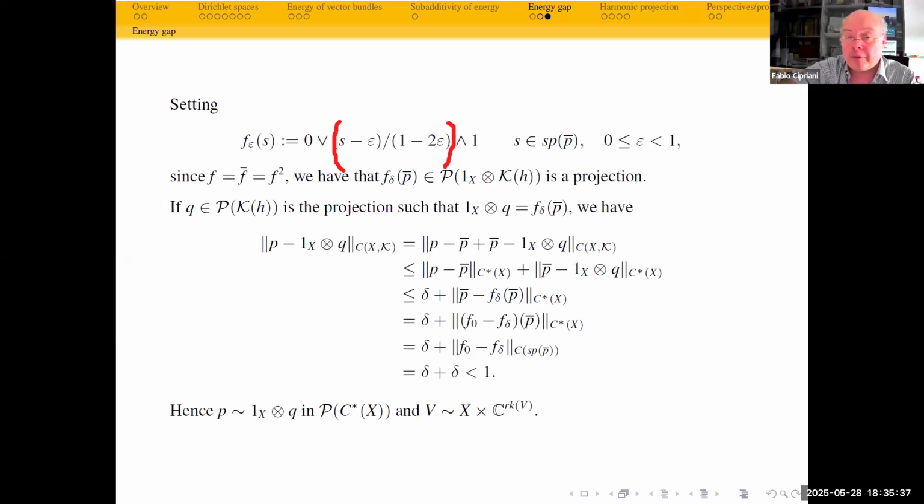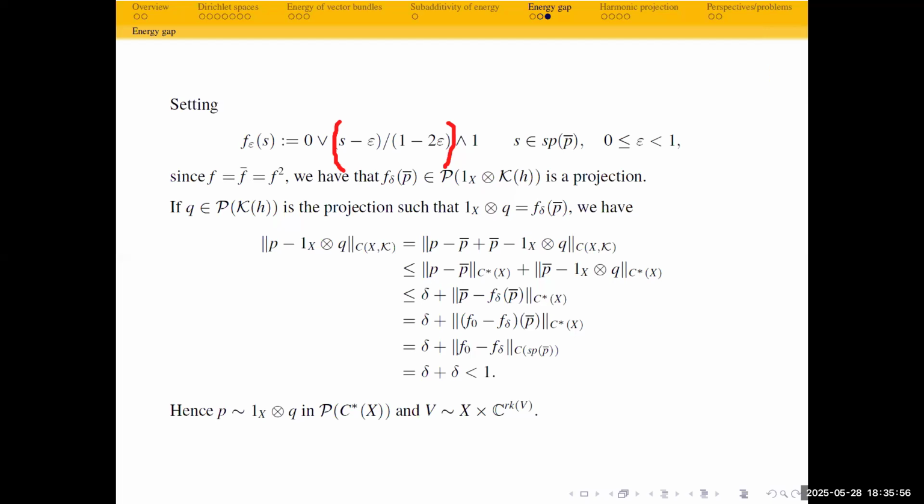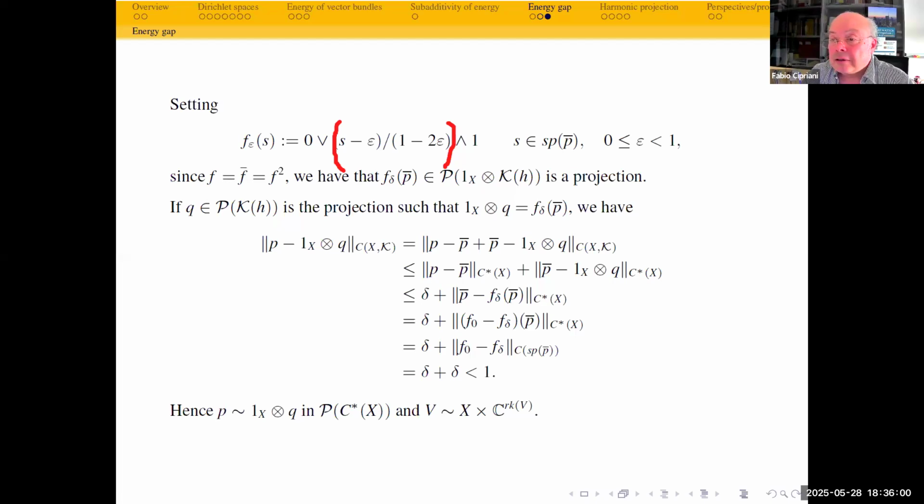No, but this is just a numerical function which below epsilon is equal to 0. Above 1 minus epsilon is equal to 1. On the right of 1 minus epsilon it is equal to 1, and is linear in between, or piecewise, if you want, in between. I'm sure there's a much easier way of writing it down than this.